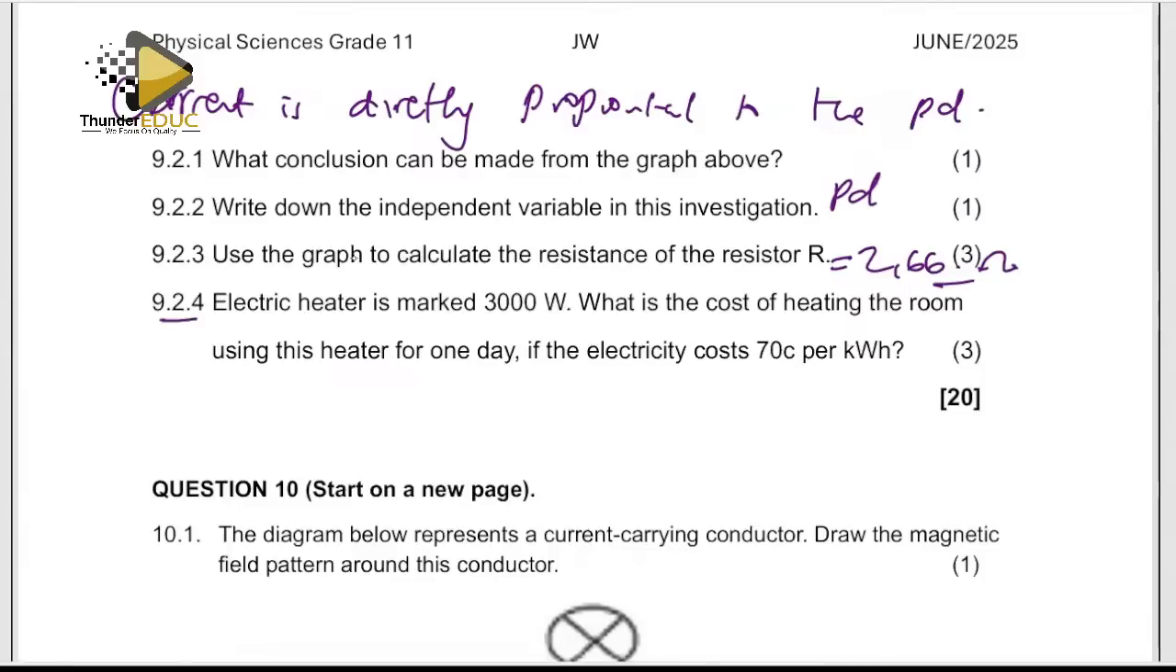The 9.2.4, we're being told that we have an electric heater that is marked with a power of 3,000. What is the cost of heating the room for just one day if the electricity costs 70 cents per unit? So we need to get how many hours are there in one day, which is 24. So the power is going to be 3,000, which is the same as 3,000 divided by 1,000, which gives us 3 kilowatts, meaning that 3 units per every hour. I guess that's what we're going to say. So it's going to be 3 times 24.